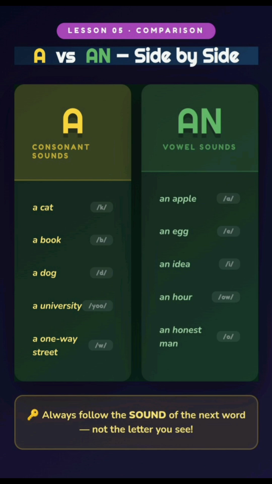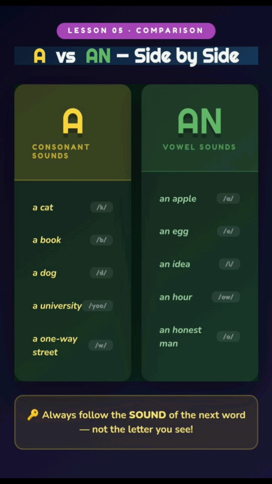On the left, a is used before consonant sounds. A cat, C sound. A book, B sound. A dog, D sound. A university, Y sound. A one-way street, W sound.